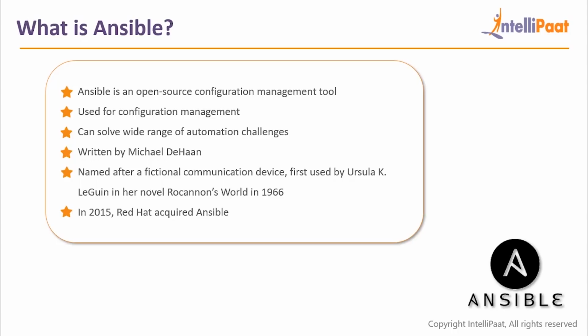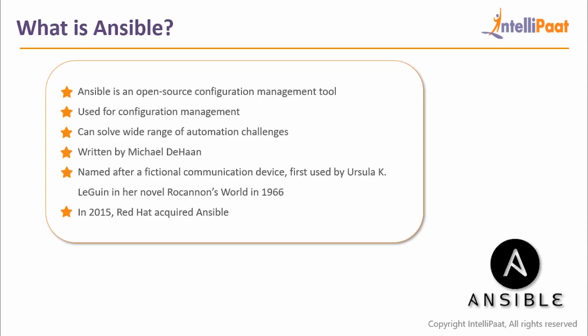It was written by a person called Michael DeHaan, right? And the name Ansible actually came from a fictional novel written by Ursula K. Le Guin in 1966, that's like 50 years before Ansible was written. There was a communication device in this novel, and the name of that device was Ansible. So the name Ansible has been taken from there by Michael DeHaan.